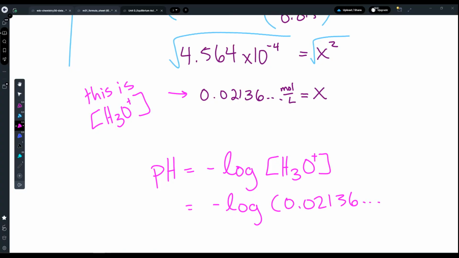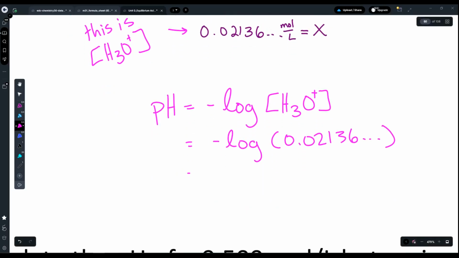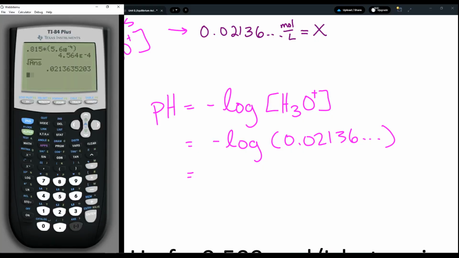So I write this to mean I'm using the entire unrounded number. Do not round your number until you've got your final answer. So I'm going to go negative log, second function answer, close the bracket, hit enter. So our pH is 1.6703, goes on forever.